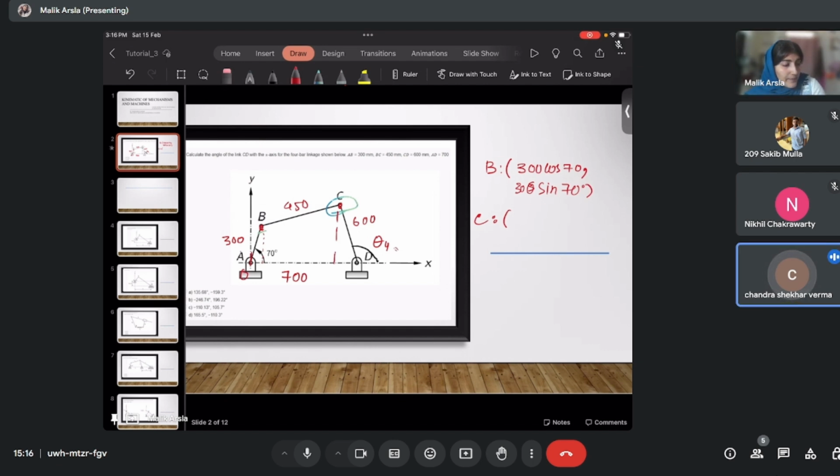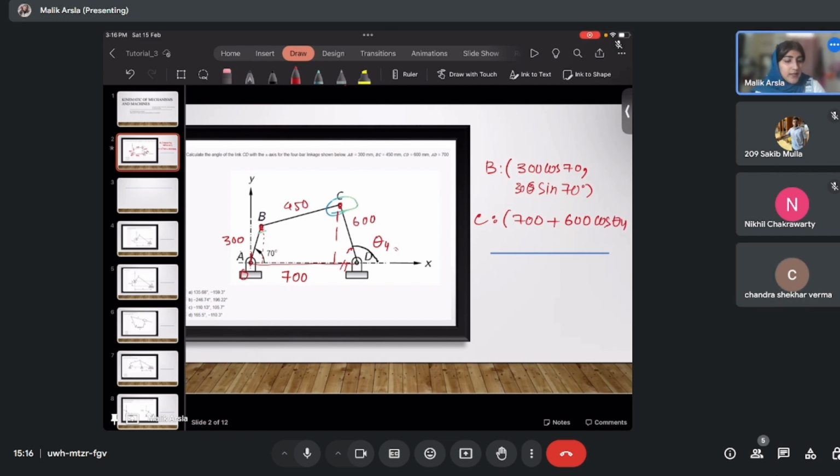300 cos 70 plus 450 cos theta 3, if we assume theta 3 at the point B. Okay, you can do it that way also, but I have done it in reverse manner. What I have done is I have considered this whole length and subtracted this portion from here, right? It will be the same. It will be 700. Now look close. I could have written 700, but then I would have to consider cos of 180 minus theta 4, which would be cos of minus theta 4. So that minus will come out. So I have written it as 700 plus 600 cos theta 4.